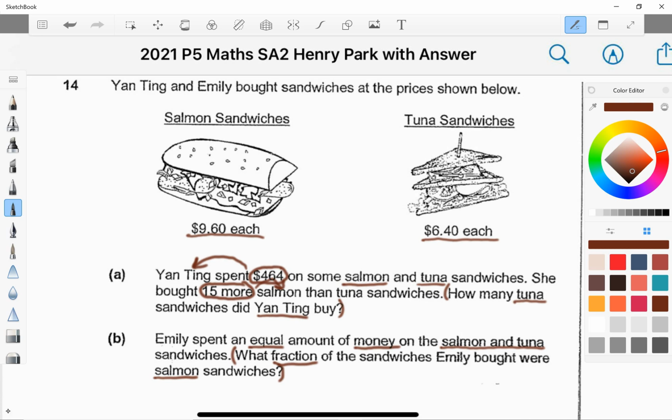Okay, so having done the basics, let us use the BYROG highlighters. So B for blue. So this entire information is very important for us, blue. And Y for yellow. So they say that Yanting actually spent $464. R for red, 15 more salmon. O for orange, we're looking for tuna that's bought by Yanting. And G for green, equal amount of money.